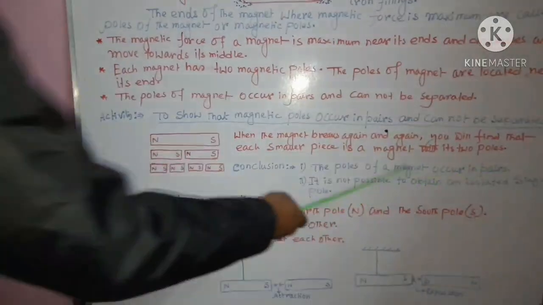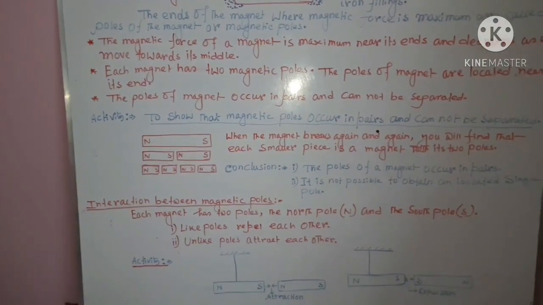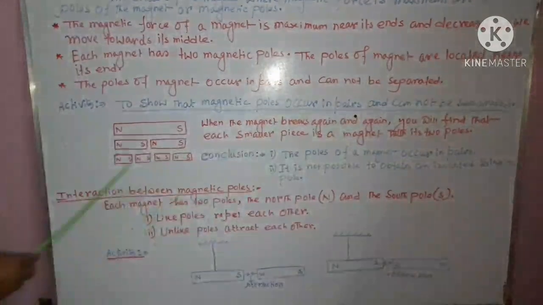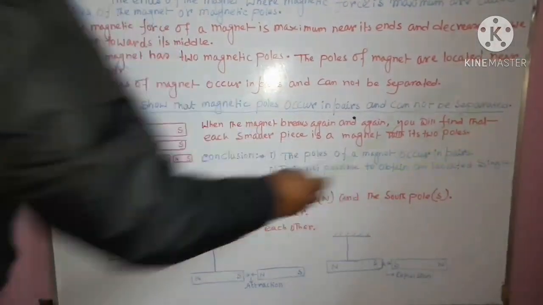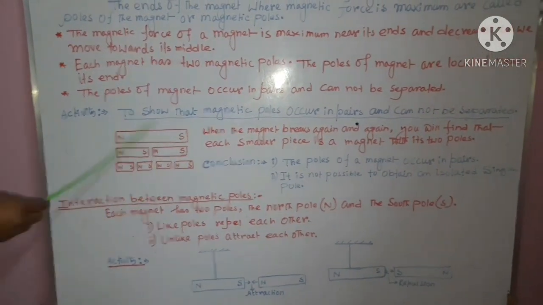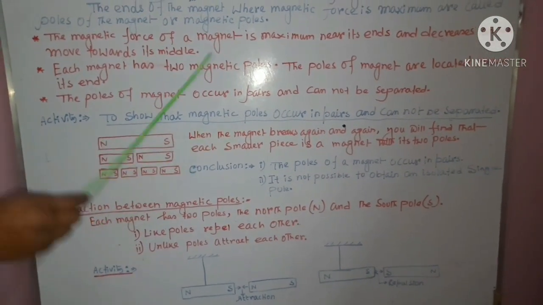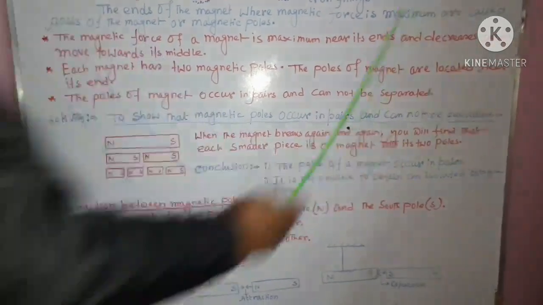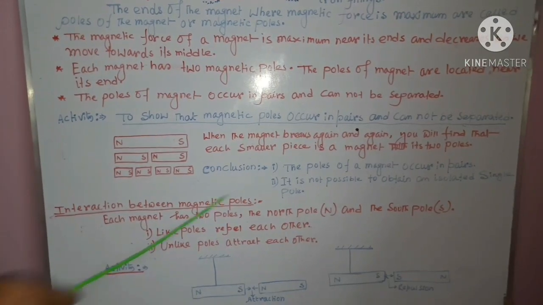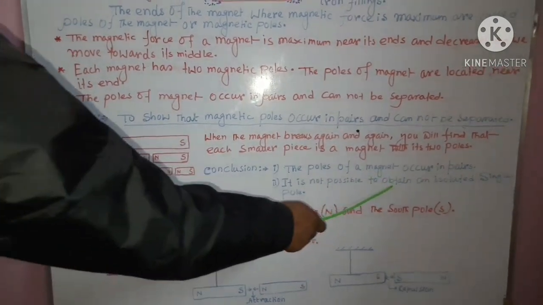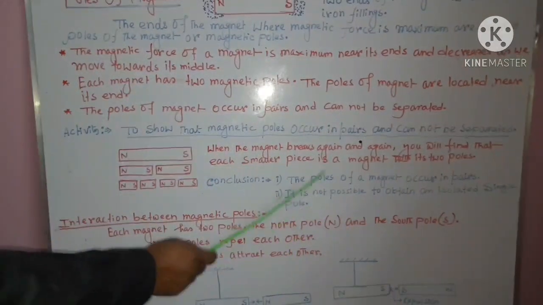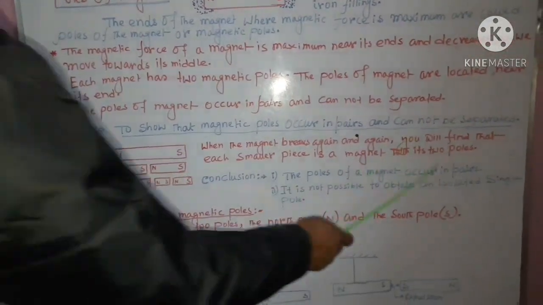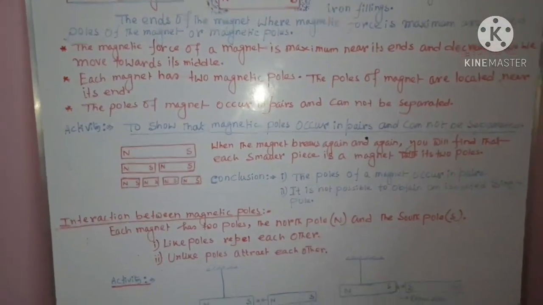Now from this activity, you can get two conclusions. Number 1, the poles of a magnet occur in pairs. See, every piece of magnet has two poles. That's why you can say the poles of a magnet occur in pairs. Number 2, it is not possible to obtain an isolated single pole. Means the single pole of a magnet is never possible.